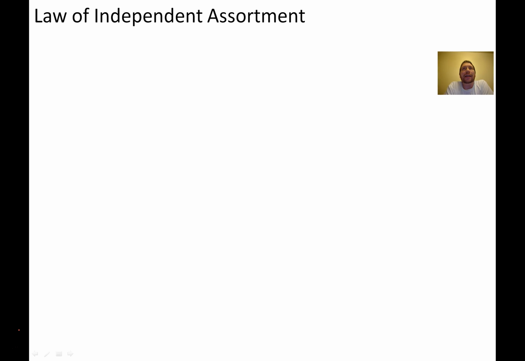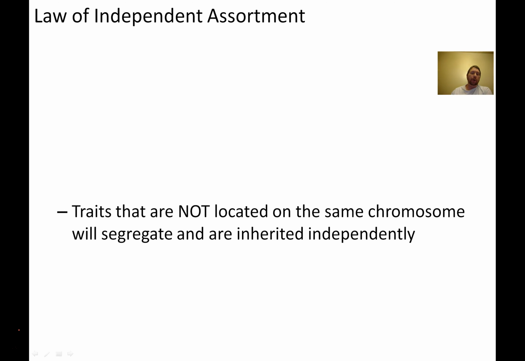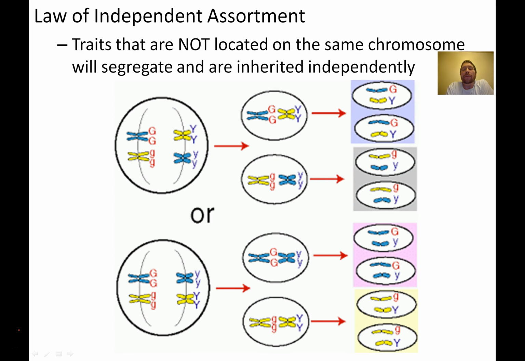Independent assortment was the idea that what you get for trait A has no effect on what trait B is going to be. Well, the law of independent assortment works because traits are often found on different chromosomes. And so because the chromosomes are passed on independently, that makes it so the genes are passed on independently. So using this simplistic example here, we got a species that's got 2 chromosomes, G and Y, and it's got 2 copies of each of these 2 chromosomes.